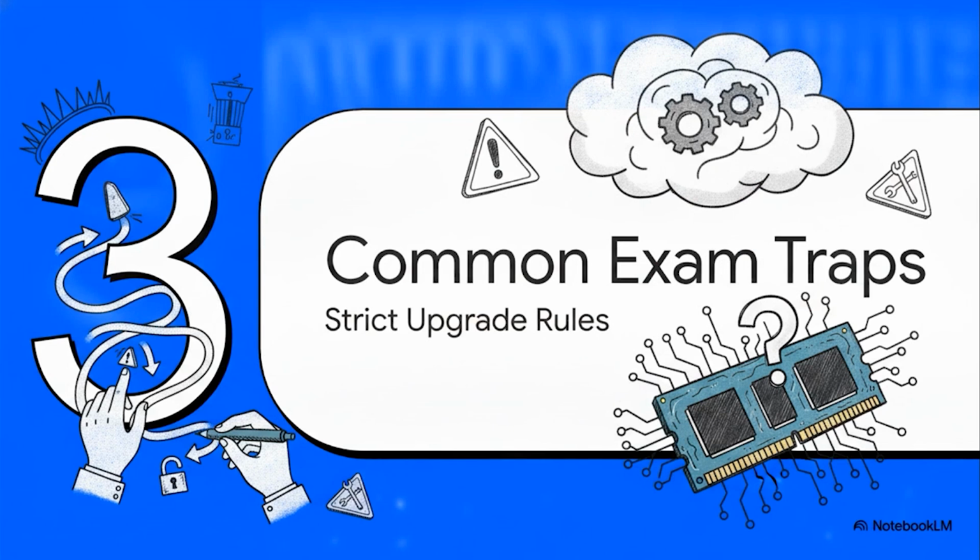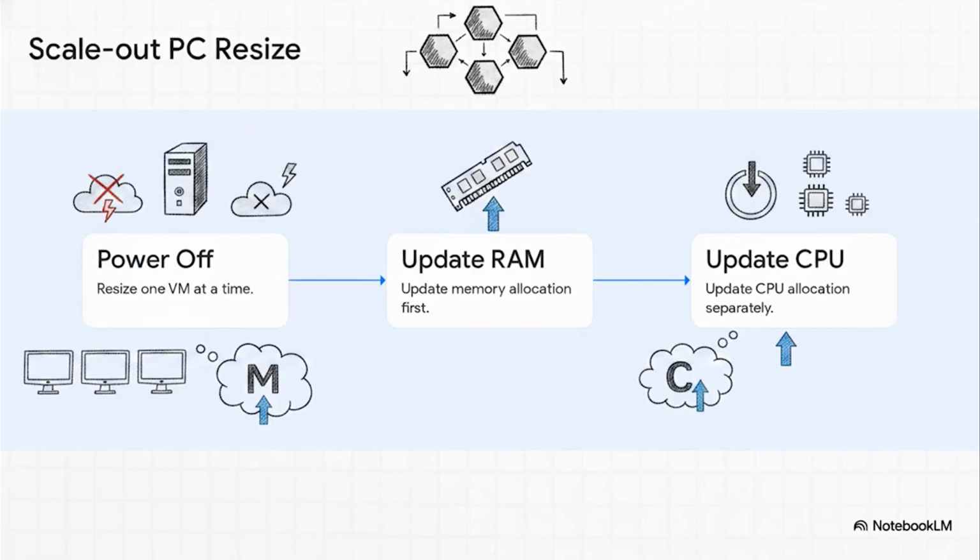All right, Section 3. Let's talk about those common exam traps you need to dodge. Because knowing how much RAM to add is only half the battle, right? Knowing the strict operational procedures is where candidates usually drop points. If you're operating a scale-out Prism Central, meaning a 3-node cluster, you absolutely must follow this sequence. First, you power off and resize one VM at a time. Never, ever power down the whole PC cluster simultaneously for a resize.